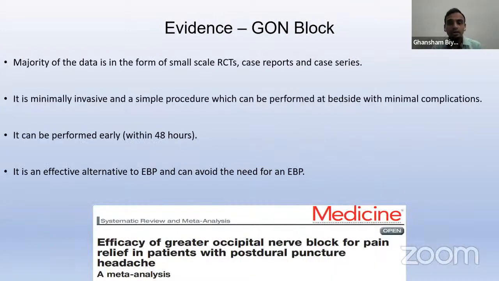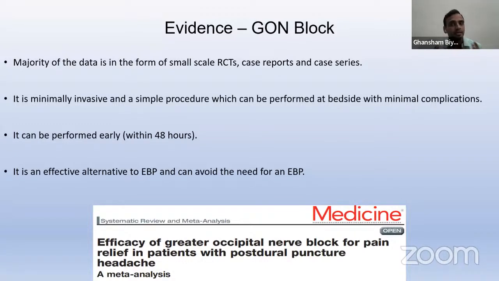The question arises, do we have evidence? See, it is important to understand that the incidence of PDPH is very, very low. There are some other ethical issues involved when we are dealing with pregnant patients. That is why it actually becomes really difficult to do large-scale randomized controlled trials. So whatever evidence is available is in the form of small-scale randomized controlled trials, case reports, and case series.